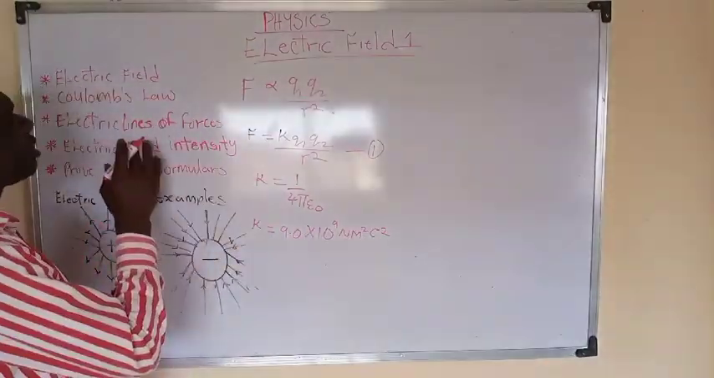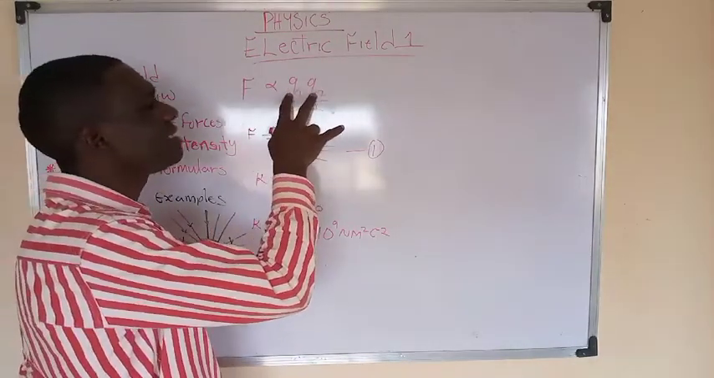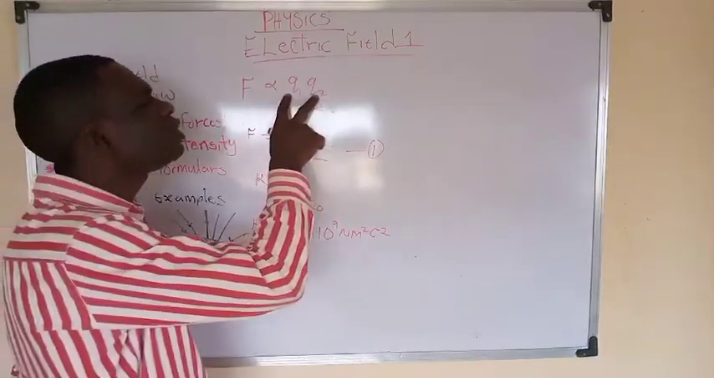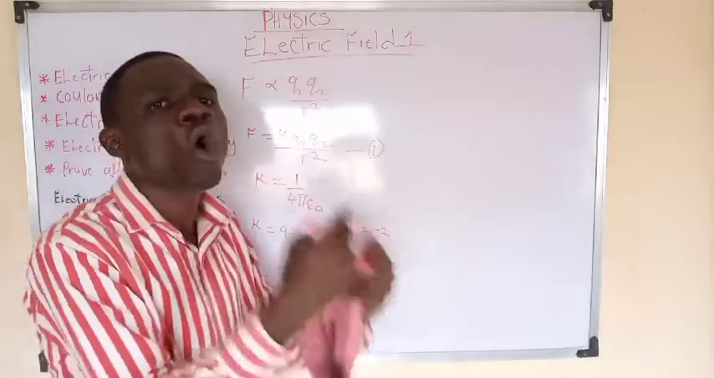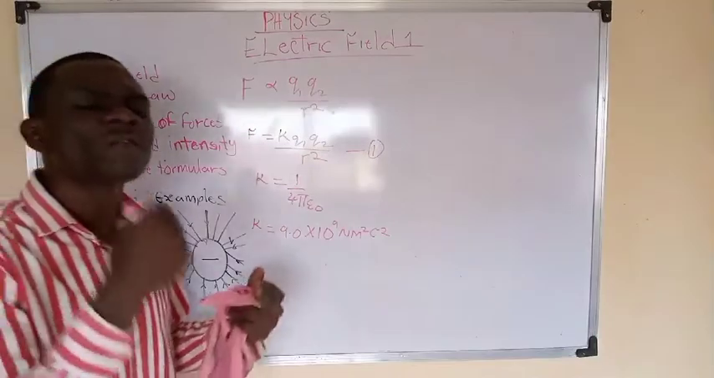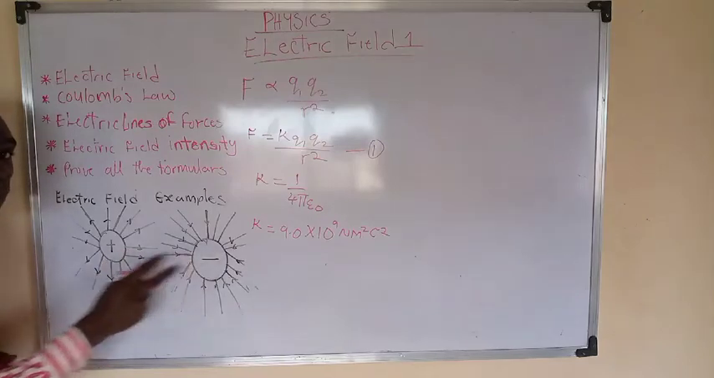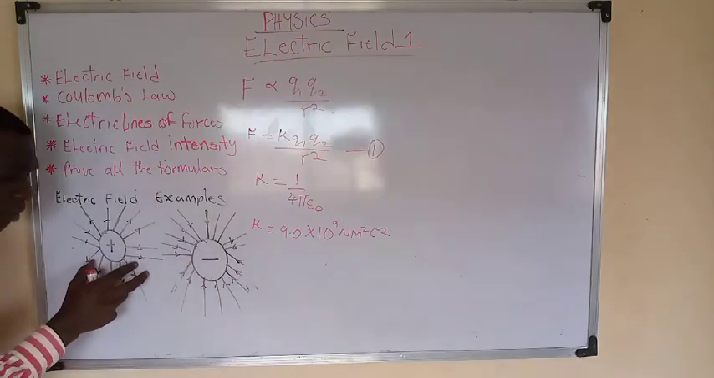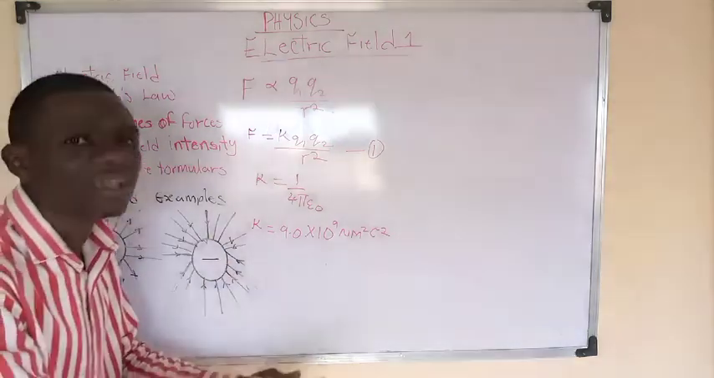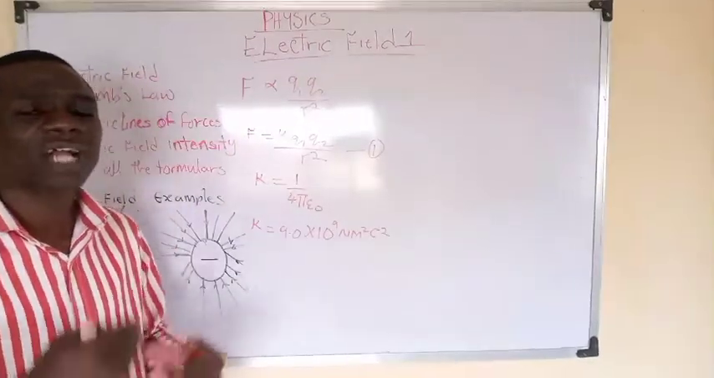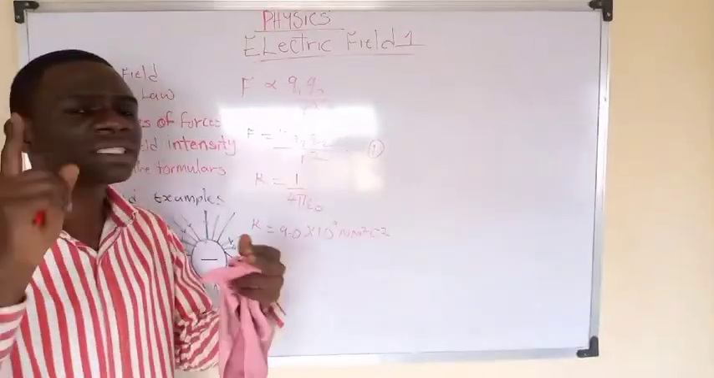Now, Charles Coulomb went further to explain that the electrical forces existing between these two charges are of two kinds. It's either a force of attraction or a force of repulsion. There will be a force of attraction when the two charges are of different nature, when they are not alike. When there's a positive and a negative, there will be a force of attraction. But when there's a positive and a positive, there will be a force of repulsion. And when there's a negative and a negative, there will also be a force of repulsion. So please take note of that.